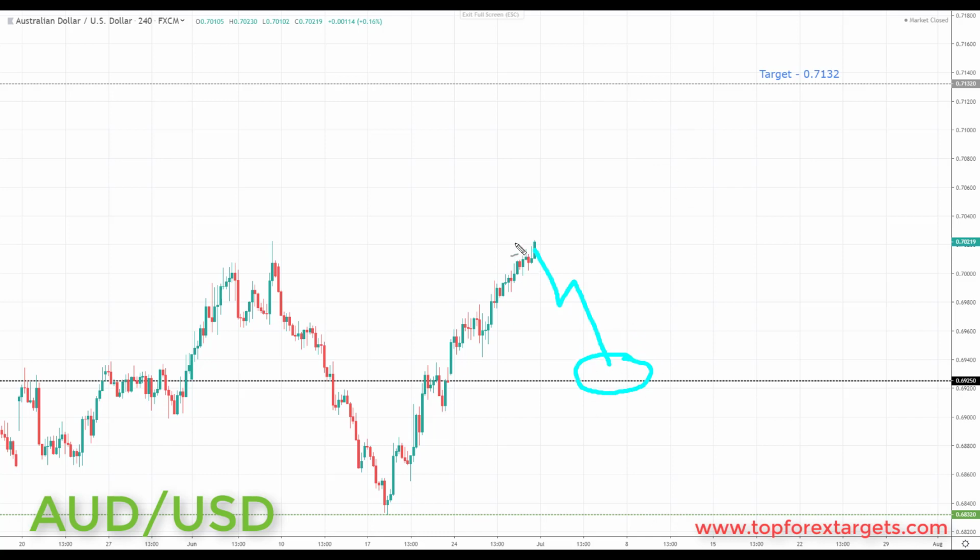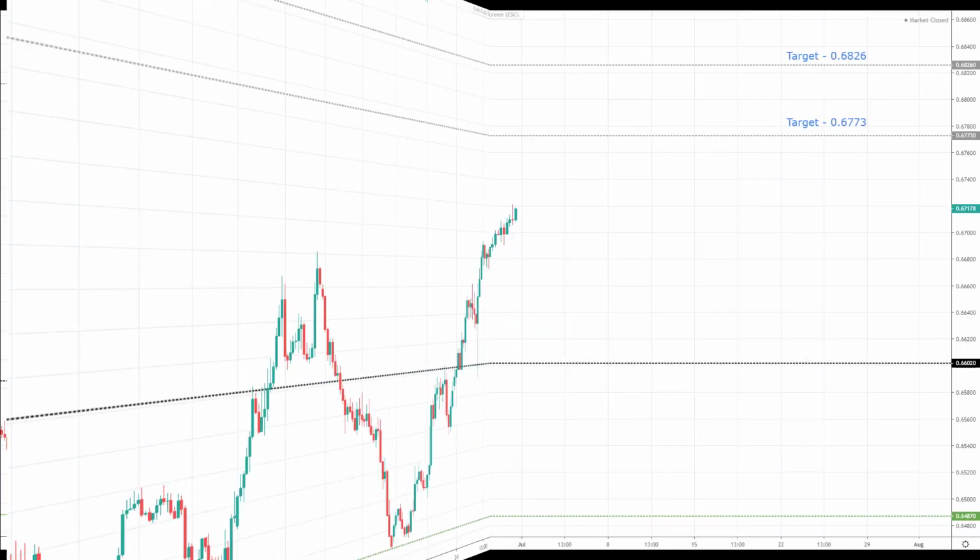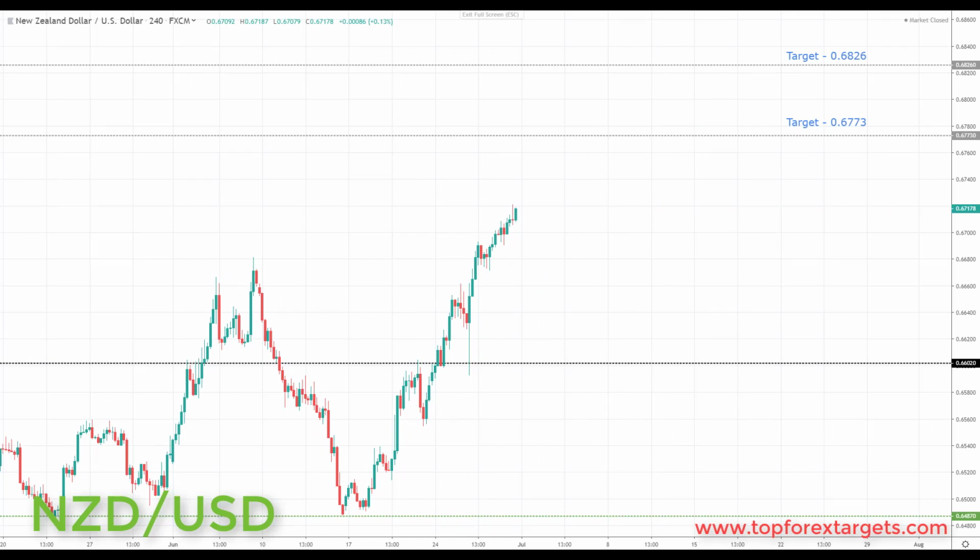But if we get the right kind of bullish formations and patterns in this market, we're going to be looking at initiating longs up towards the next key area of resistance to the upside and the target set at the 0.7132. So the next market we're going to look at is New Zealand dollar.